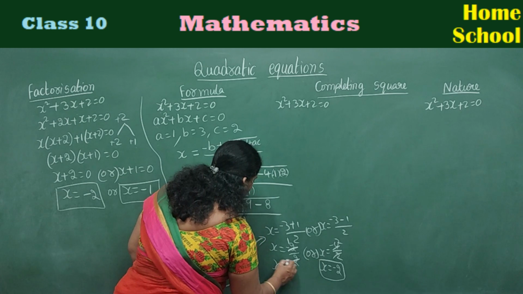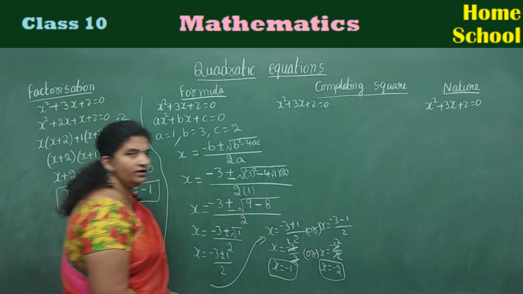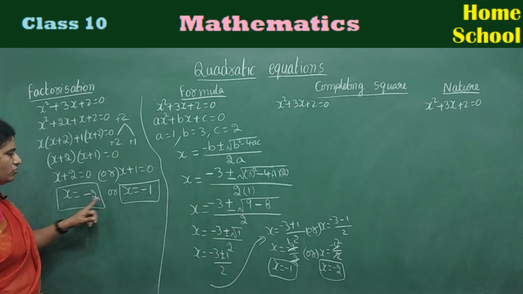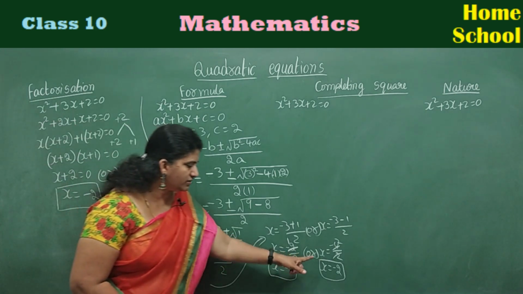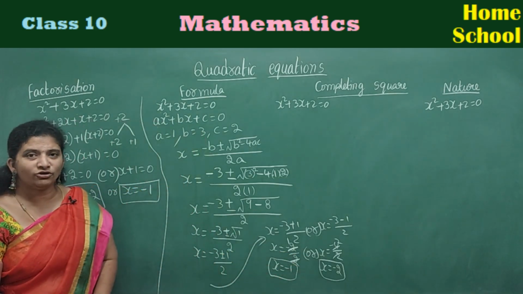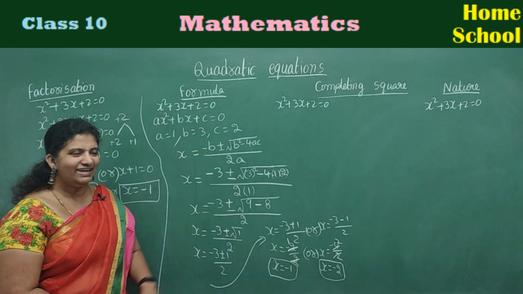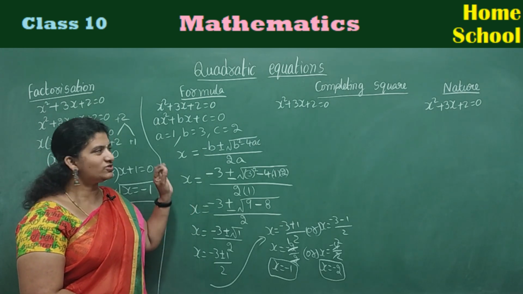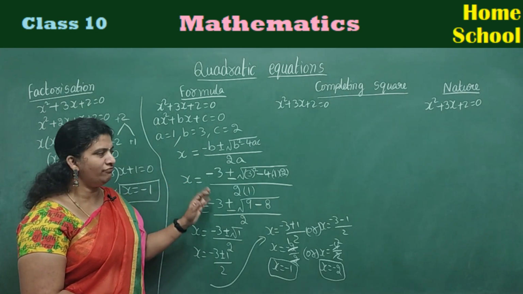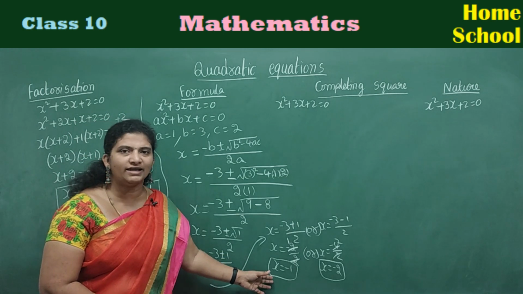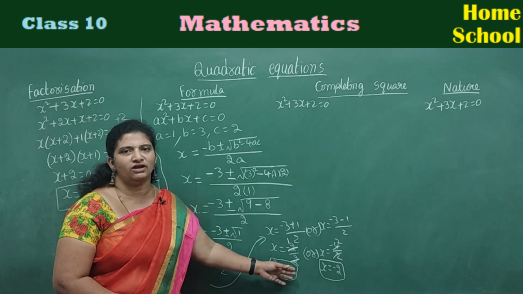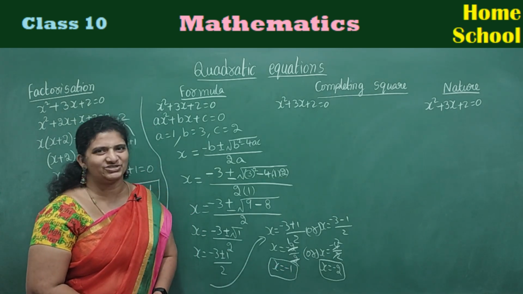Check the answer you got in factorization method. Minus 2, minus 1. Minus 2, minus 1. Both you got the same answer, right? Therefore, the roots of the given quadratic equation by formula method, what did you get as answers? x is equal to minus 1 or x is equal to minus 2.